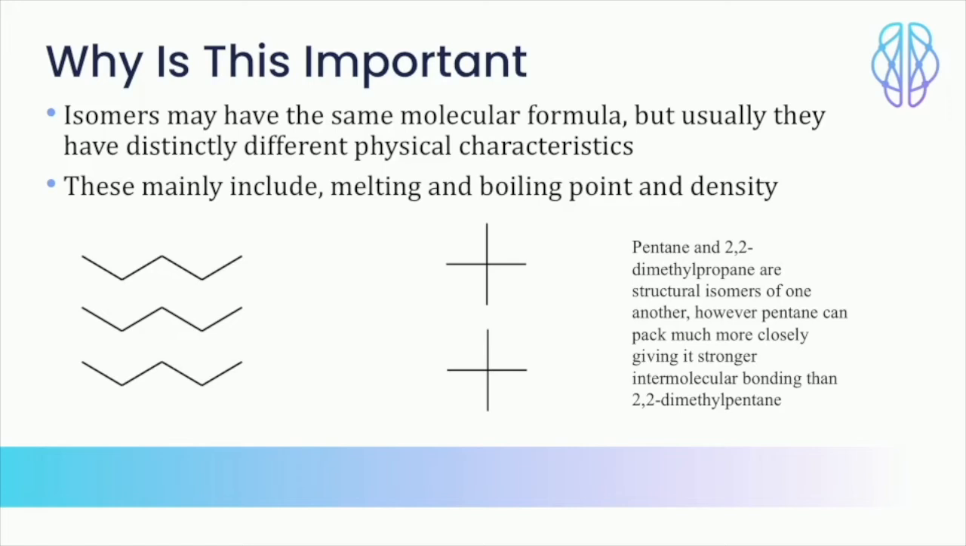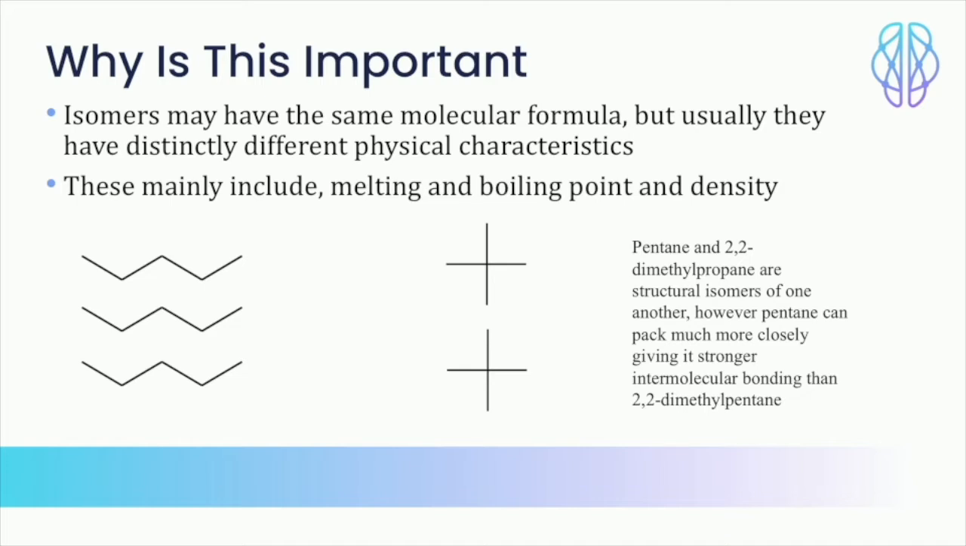As with all things in chemistry, you should always ask yourself, why is this important and why am I learning it? Isomers, whilst they may have the same molecular formula, are very, very different compounds. Not only do they have a different structure and a different name, they also have different physical characteristics. So what do I mean when I say physical characteristics? That includes the melting and boiling point as well as their density. And I've got a small example here.